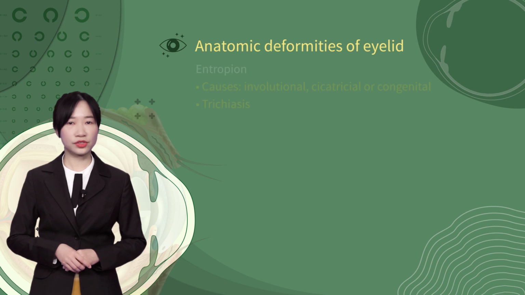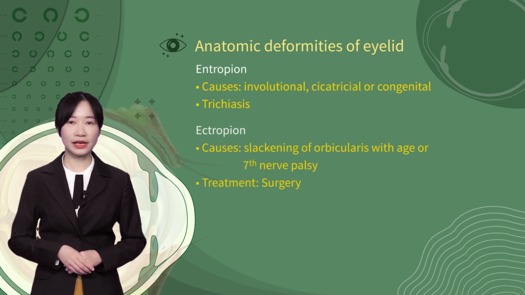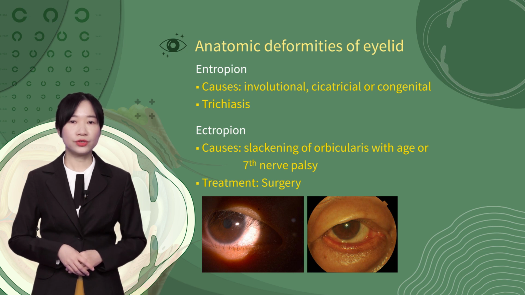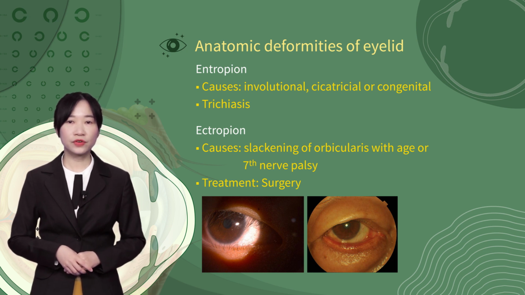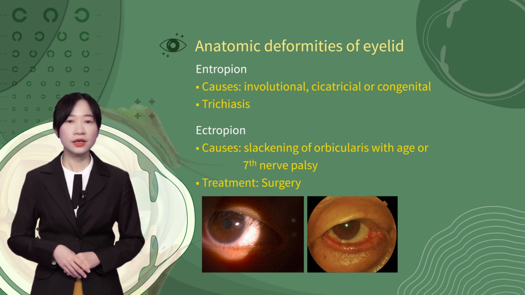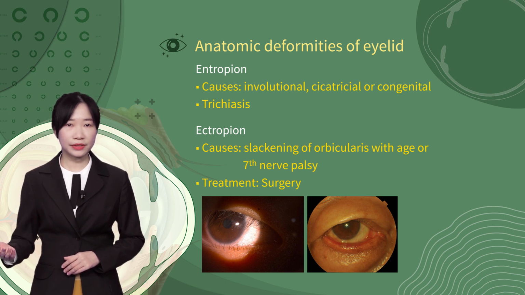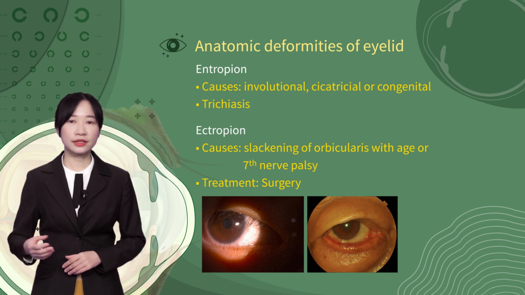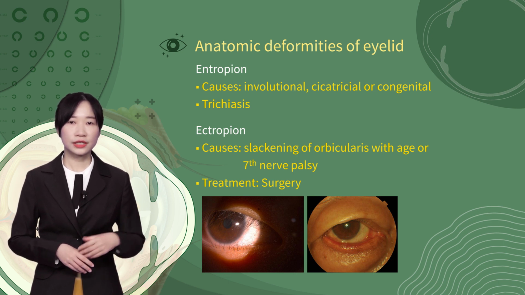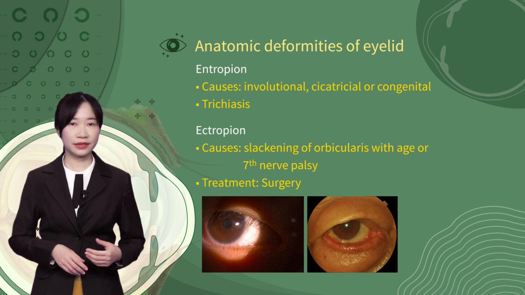The second part is about anatomic deformities of eyelid. Eyelid turning inward toward the eyeball is called entropion. It may be involutional, cicatricial, or congenital. Involutional is most common as a result of aging and always affects the lower eyelid. Cicatricial entropion is the result of conjunctival and tarsal scar formation. Congenital entropion is rare and usually seen in Asians.